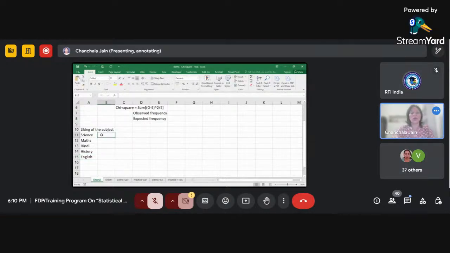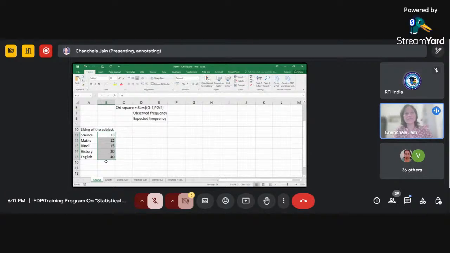Suppose 23 are saying they like science, 12 are saying they like maths, 15 are saying they like Hindi, 30 are saying they like history, and 40 are saying they like English, right? This is the data, the counts or frequencies we have got. These frequencies are known as the observed frequencies, right?